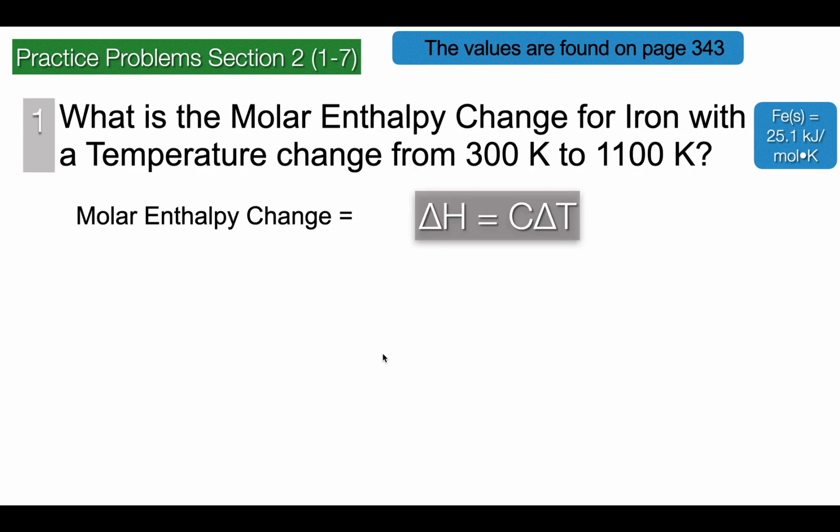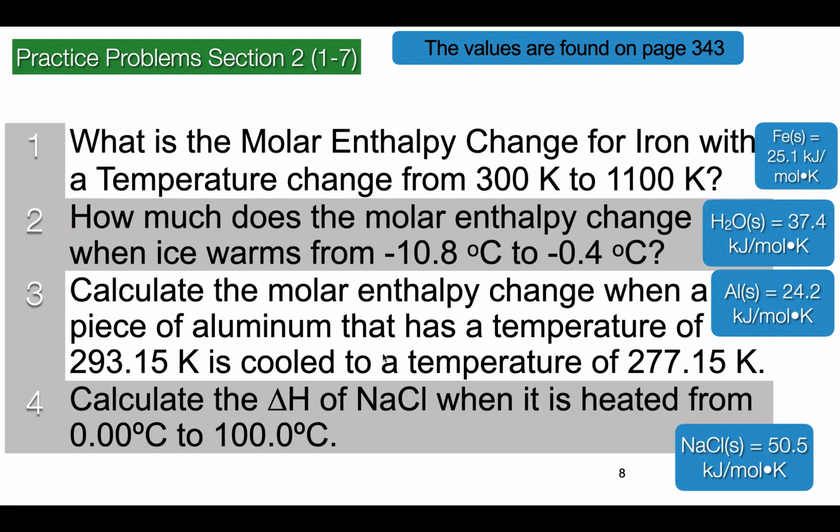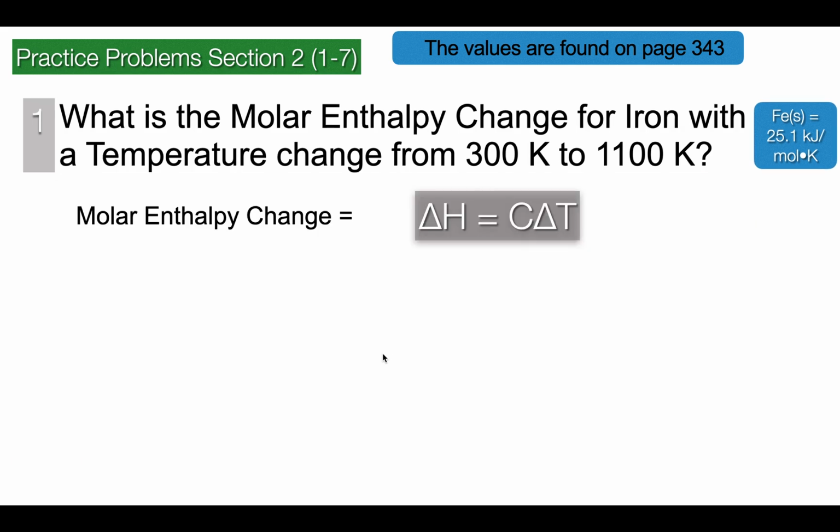Okay, practice problem number 1, where we're going to go 1 through 4. Practice problem number 1 is the iron going from 300K to 1100K, where we have our delta H is equal to specific heat times delta T. Our change in temperature is 300 Kelvin to 1100 Kelvin. Specific heat is 25.1 kilojoules per mole.